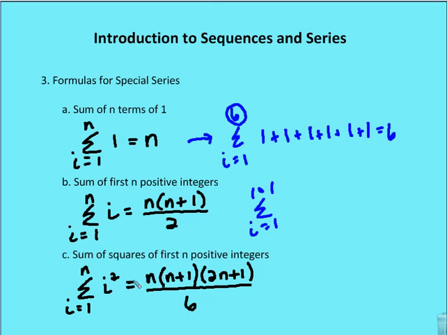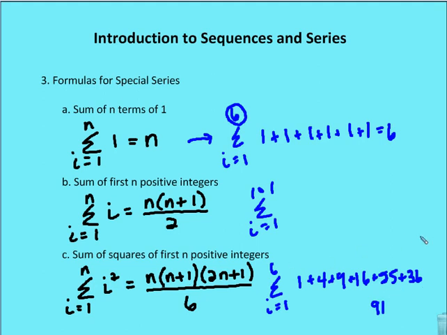The last formula that we're going to use is when we square the value of i. So again, let's use a value starting with 1, ending with 6. So I have 1 squared, which is 1, 2 squared, which is 4, 3 squared, which is 9, 4 squared, which is 16, 5 squared, which is 25, and 6 squared, which is 36. And I get 1 plus 4 is 5, plus 9 is 14, plus 16 is 30, plus 25 is 55, plus 36 is 91.